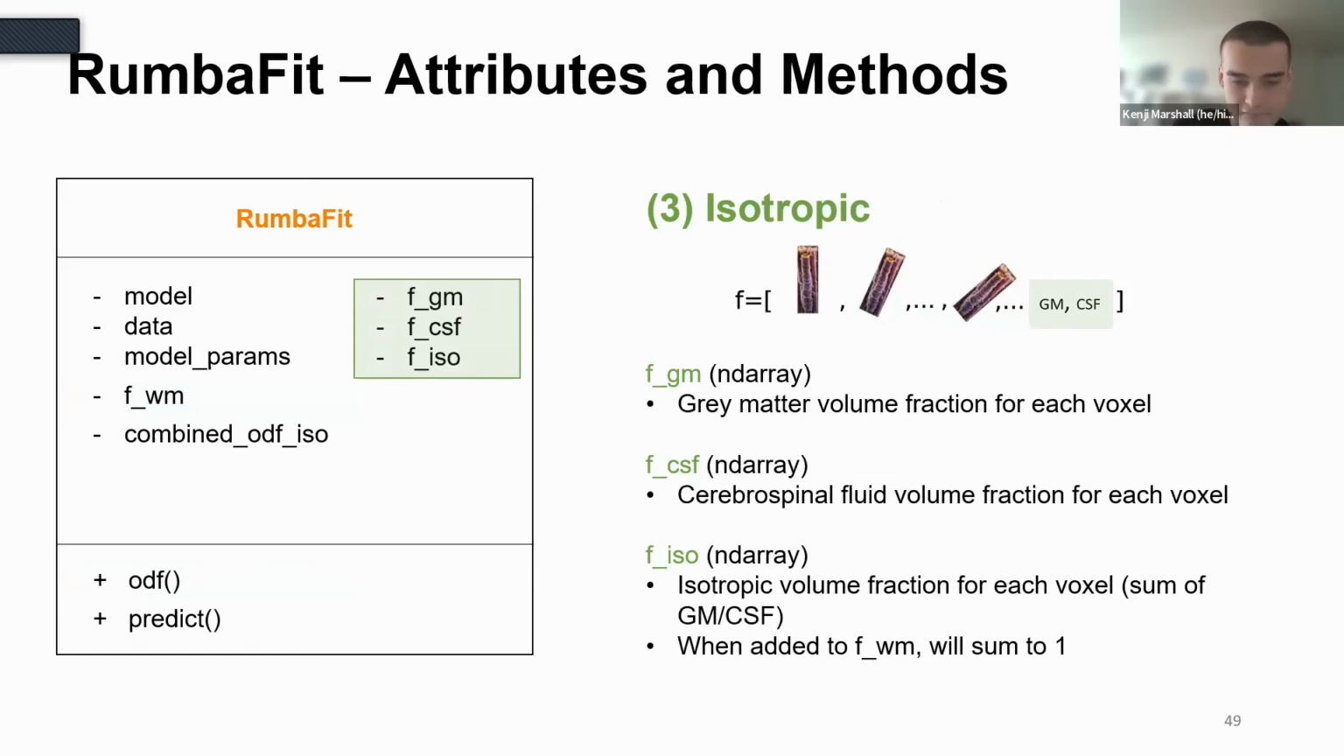We also provide this F-iso, which is the total isotropic volume fraction for each voxel. And this is the sum of the gray matter and CSF components. And because of the normalization I mentioned earlier, if you add this F-iso to FWM for any voxel, this sums to 1 because of how model params is normalized.